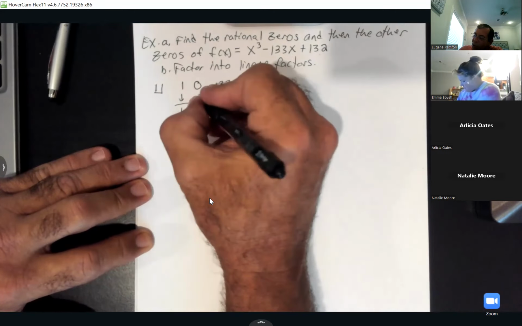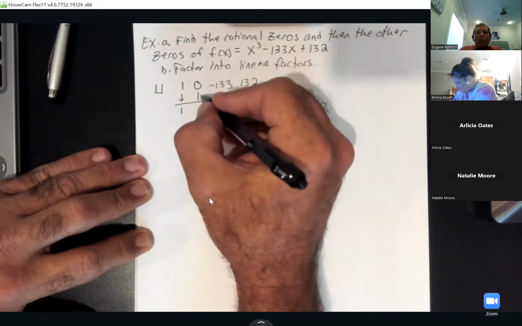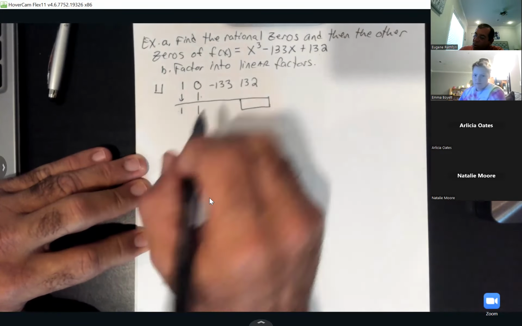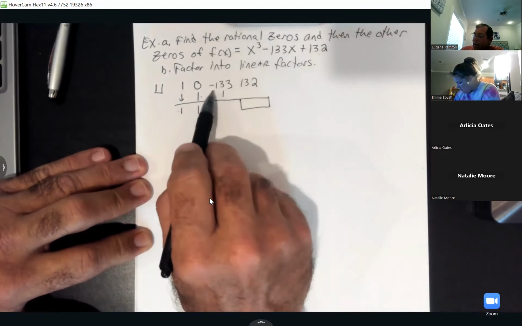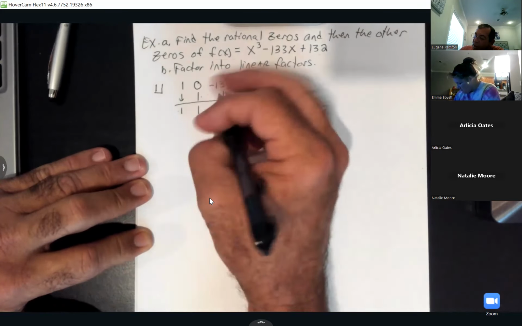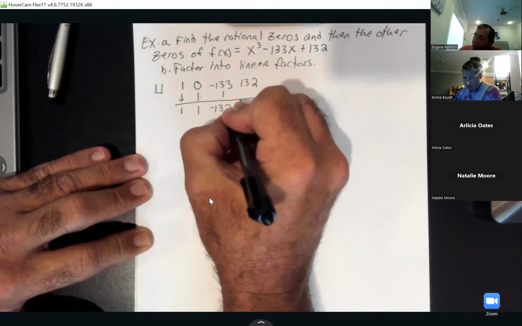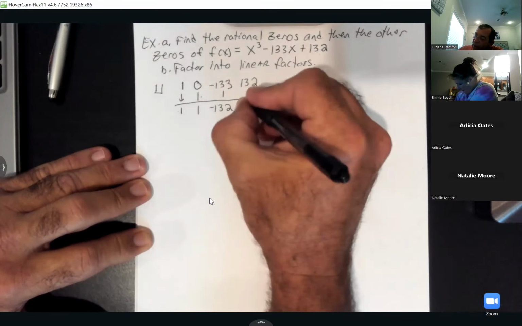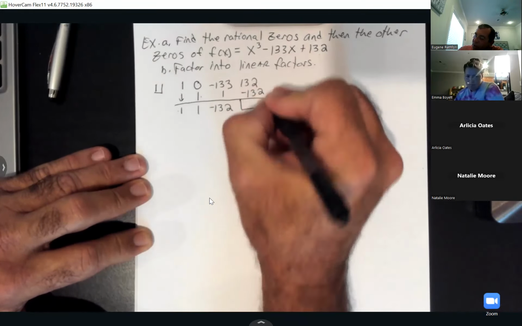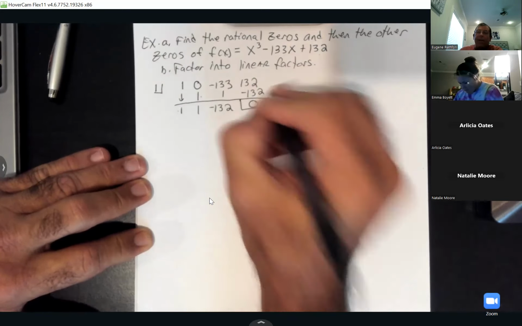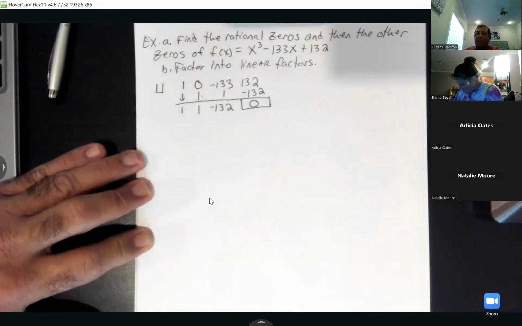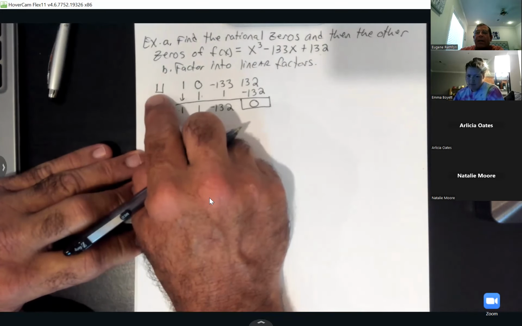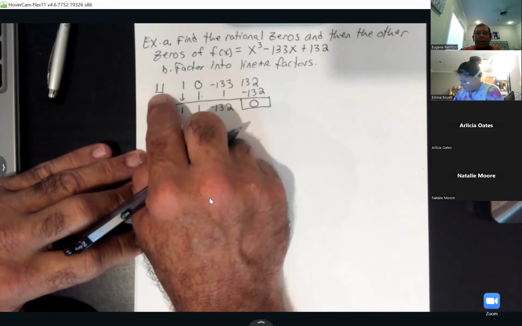1 times 1 is 1. 0 plus 1 is 1. 1 times 1 is 1. Negative 133 plus 1 is a negative 132. And y'all look at that. Negative 132 times 1 is a negative 132, which gives me a 0 remainder. So I know my first 0, and this is a rational 0 because it's an integer type number, okay?